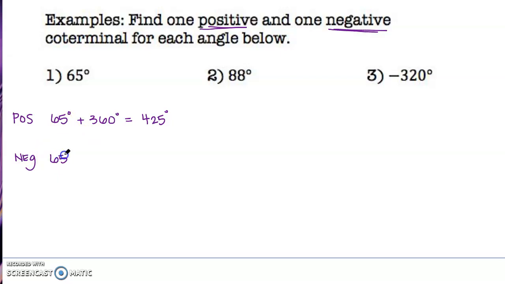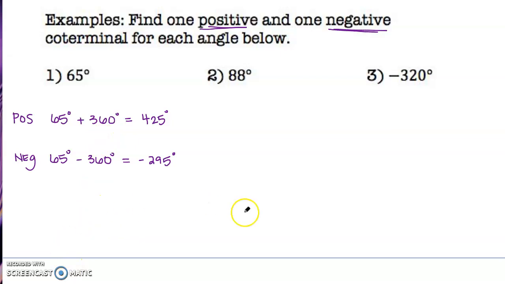To find the negative, we can subtract 360, and I only have to do that one time to get into negative values. Sometimes you have to add or subtract more than one rotation, but you want to keep doing that until you meet the criteria, and you'll always be told which type of number you want to find. So again, a negative 295 degree angle is going to look the same plotted and drawn out as the 65 degree angle. So take a minute and complete questions 2 and 3.